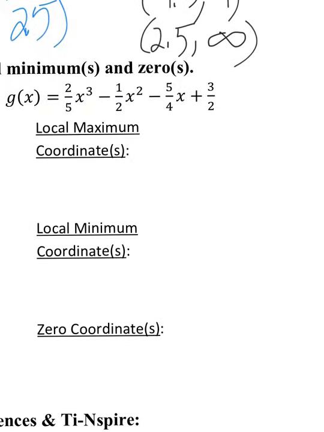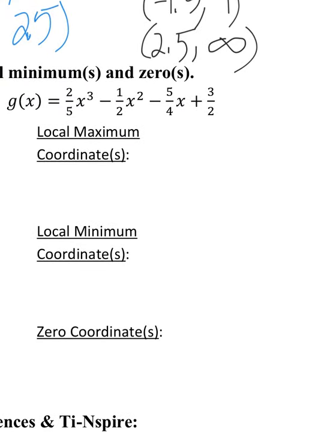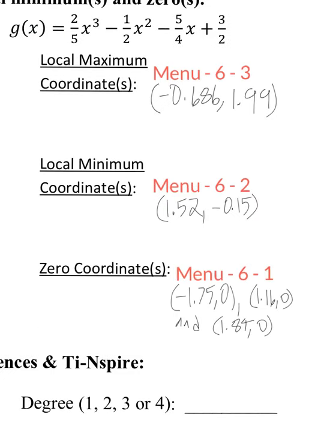So the local max, that's going to be, let me see here, it's menu 6.3, I believe. Yeah, menu 6.3. Local mins, menu 6.2. The zero coordinates are menu 6.1. Okay, so I wrote down the menu 6.3, menu 6.2, menu 6.1.